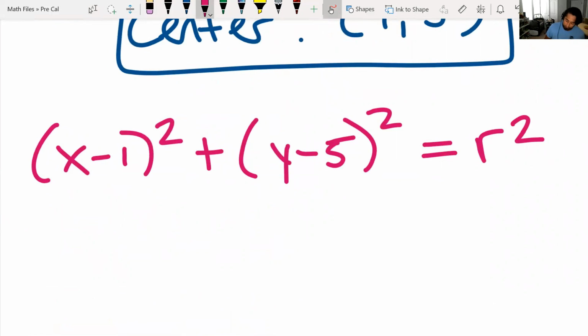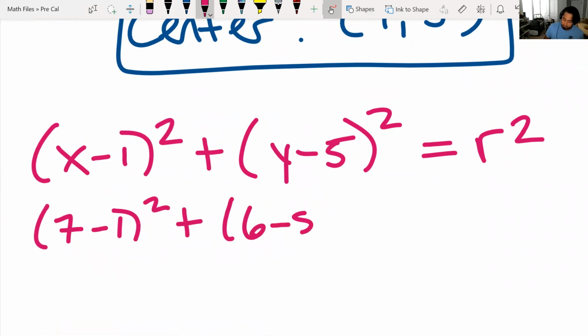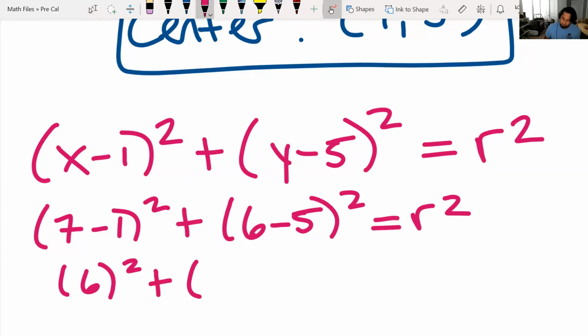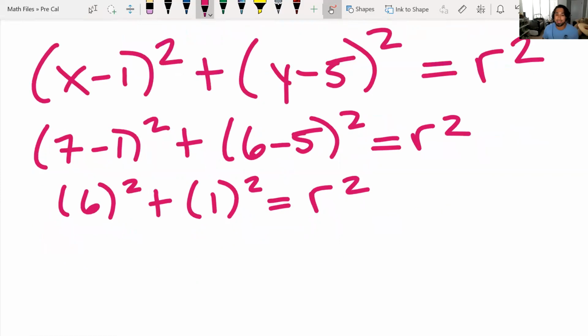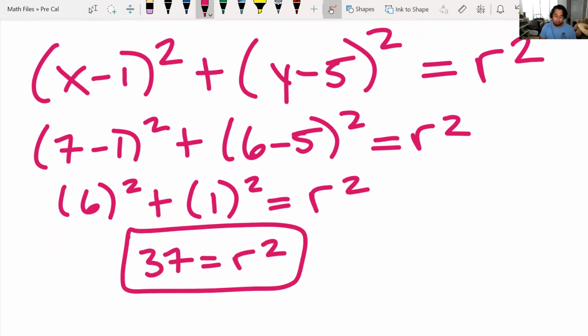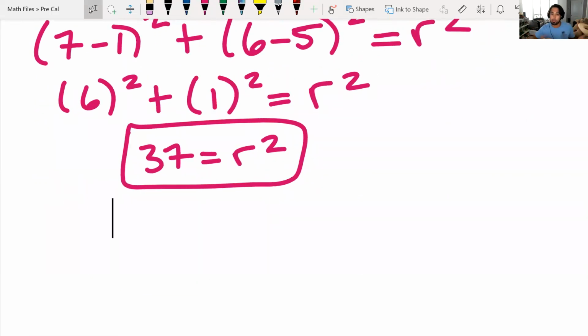And I'll get 7 minus 1 squared plus 6 minus 5 squared equal to r squared. We'll get 6 squared plus 1 squared equal to r squared. And we're going to get that r squared is 37. Which means that r, if we want to finish our circle, you'll just need the square root of 37. And you'll get 6.08.